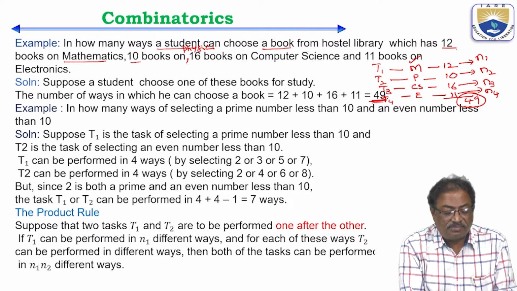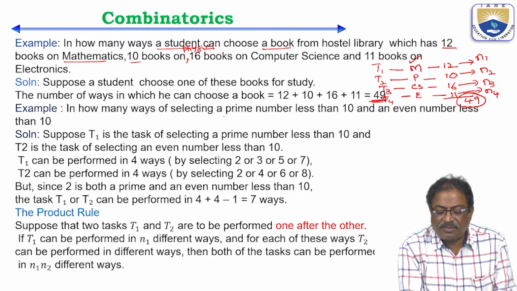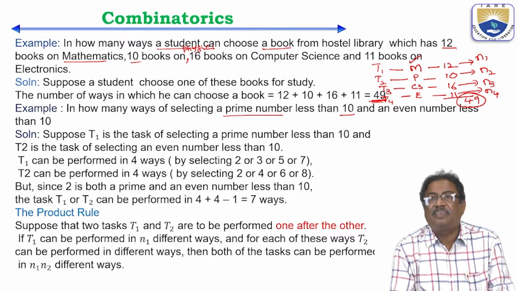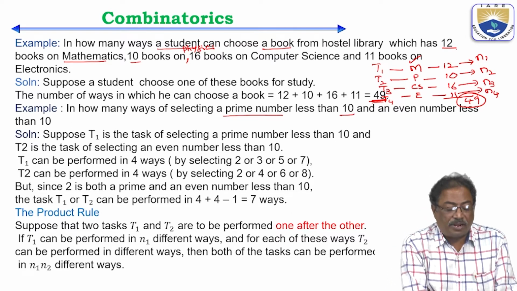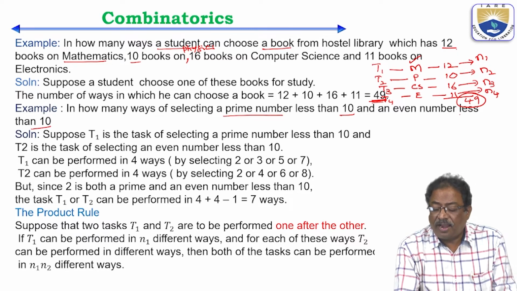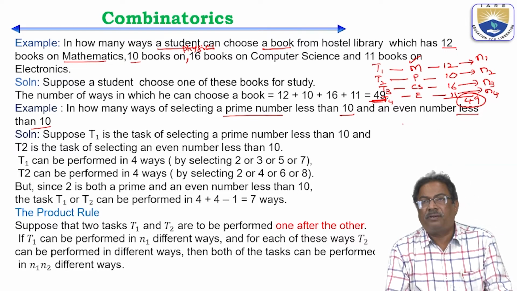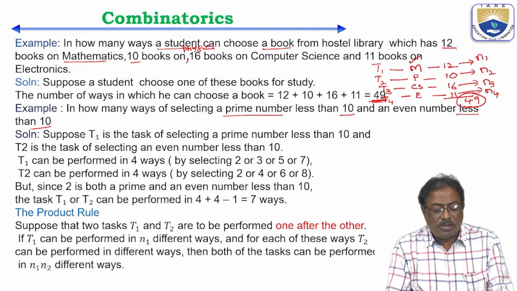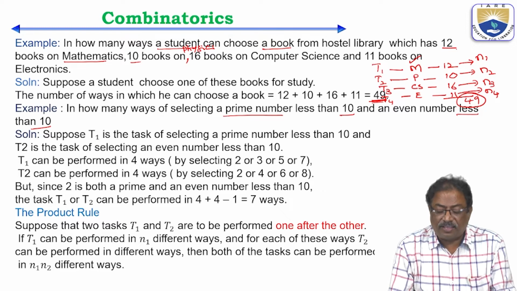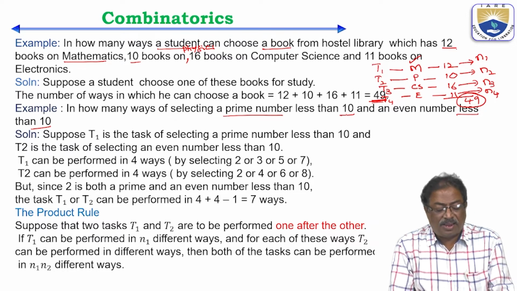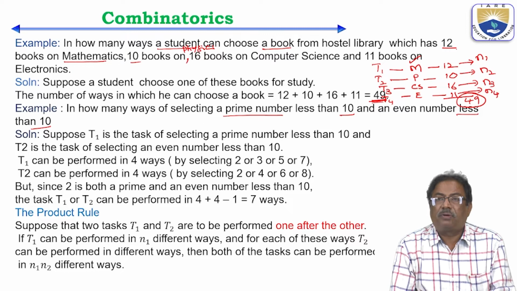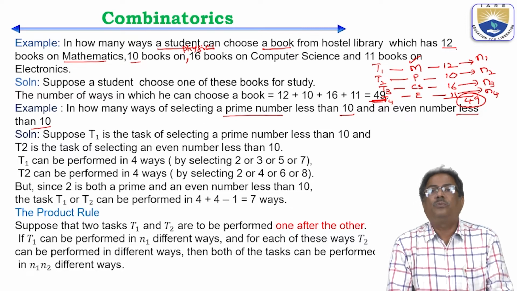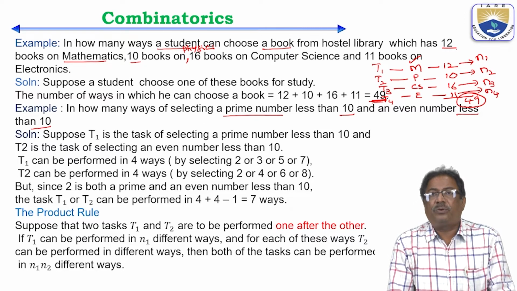Now, the other one is: in how many ways can we select a prime number less than 10 and an even number less than 10? So selecting a prime number as well as selecting an even number which is less than 10. Now, how many prime numbers are there less than 10, and how many even numbers are there less than 10? So we have to take any one of the tasks.